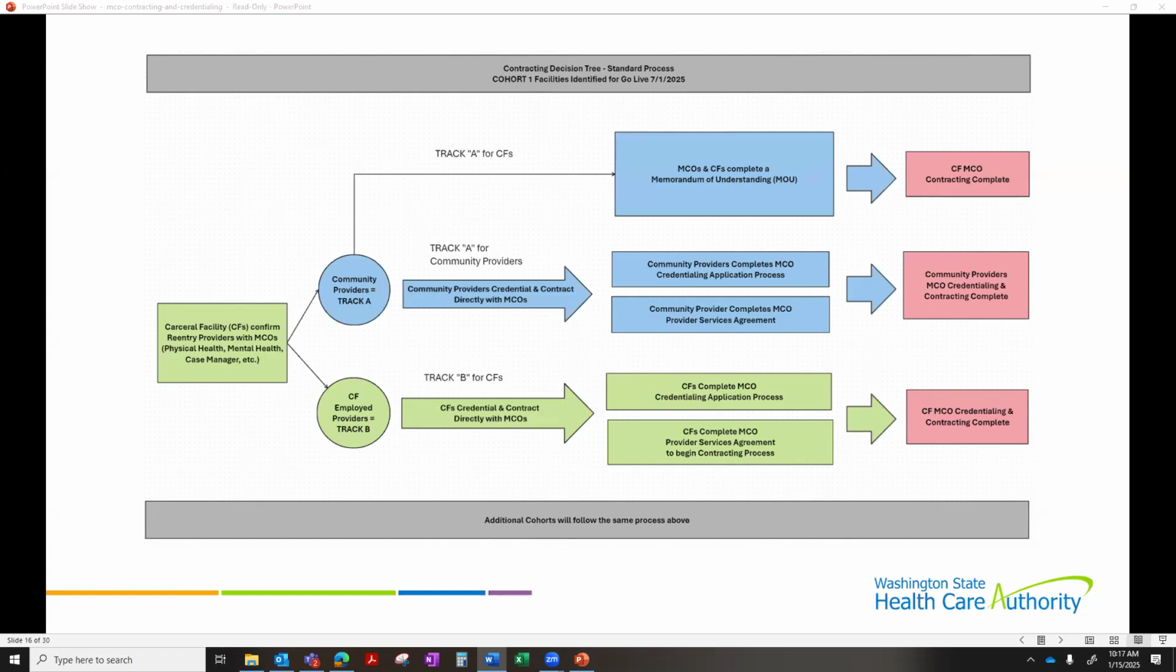I want to note that in some scenarios, there may be a combination of track A and track B. For example, a carceral facility might use both community providers and employed providers, requiring both tracks to be completed to ensure all parties are appropriately credentialed and contracted. Lastly, just to be aware, as we move forward, the same process is going to be applied to all additional cohorts, no changes. I'm now going to turn it over, I believe, to Kathleen to review the MOUs.